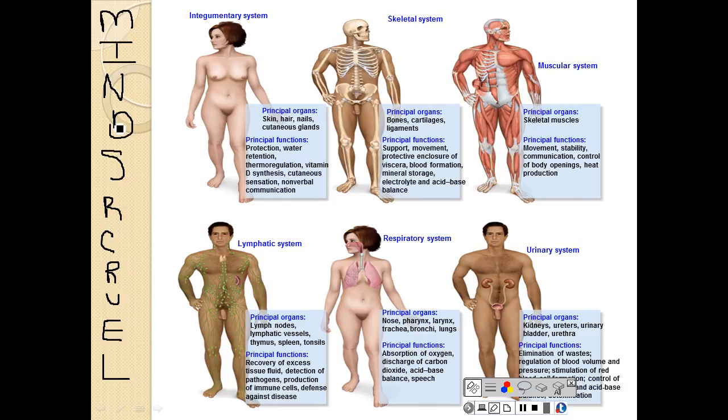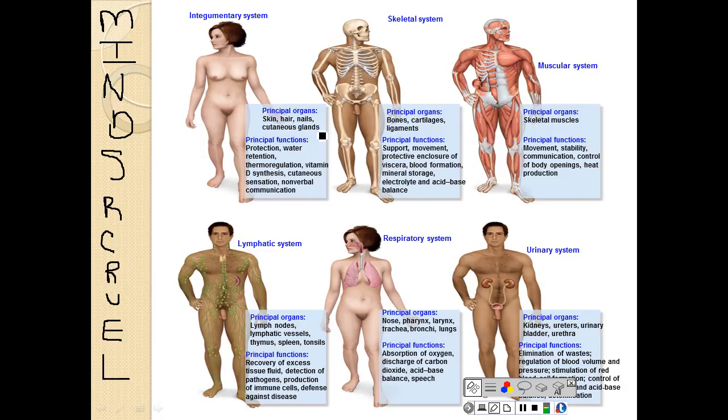That's 11. These are your systems. Muscular, integumentary, dealing with the skin, nervous system, digestive system, skeletal, respiratory, circulatory, reproductive, urinary, endocrine, and lymphatic. You're going to have to know what they are, because I'm going to ask you, what's a primary organ?